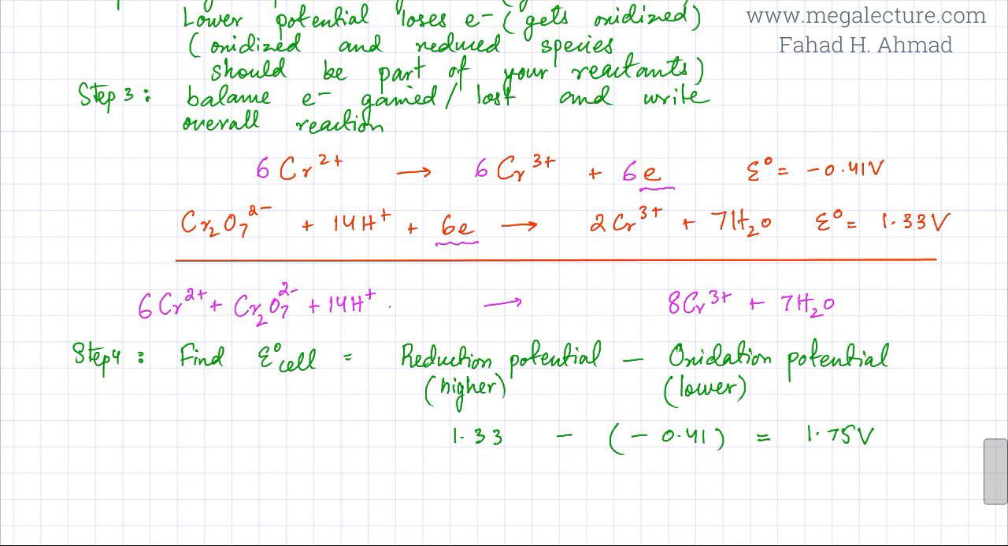Now remember, the greater the difference between the two potentials, which is coming out to be 1.75 volts, the faster the reaction is going to be, and the more feasible the reaction. So 1.75 volts is a very large value, which means that this reaction would probably be very fast.